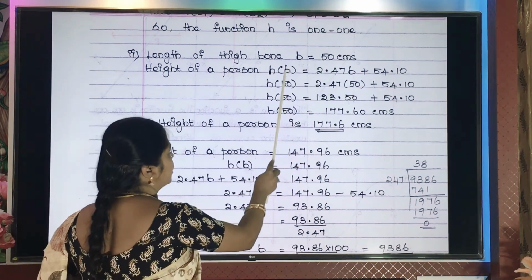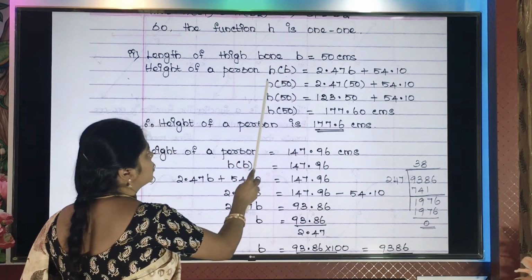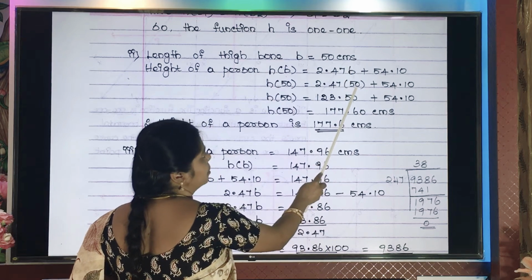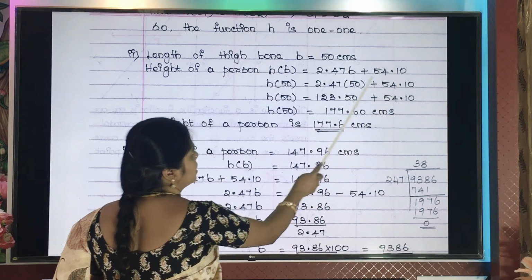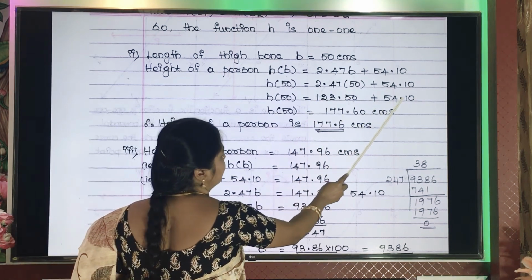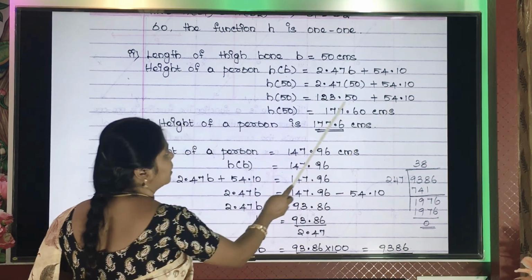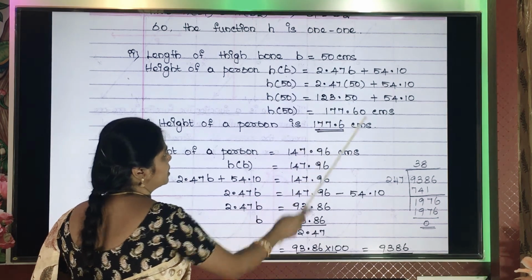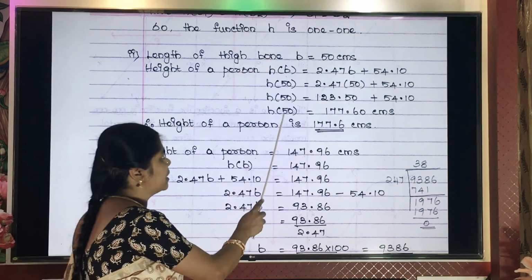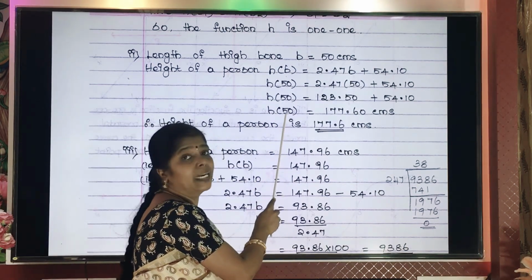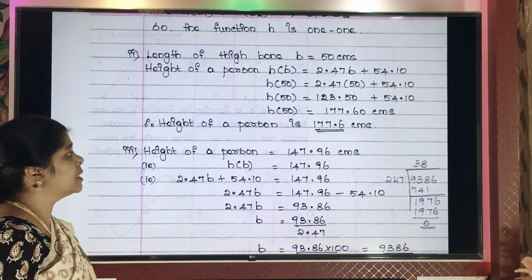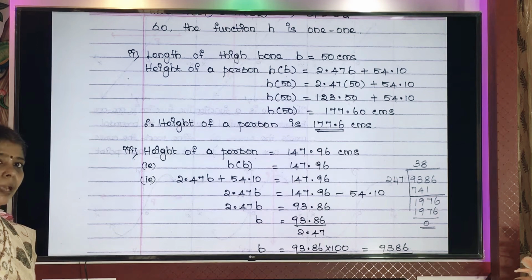So let me substitute the value 50 for B. So h of 50 is equal to 2.47 times 50 plus 54.10. When you multiply, you will get 123.50 plus 54.10. When you add, you will get 176.60. So from this, what do you understand? When a person has a thigh bone of length 50 centimeters, the height of the person will be 177.6 centimeters. Am I clear?